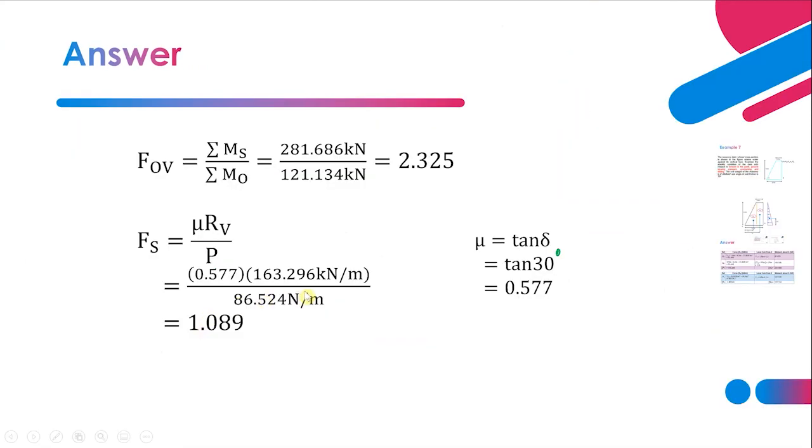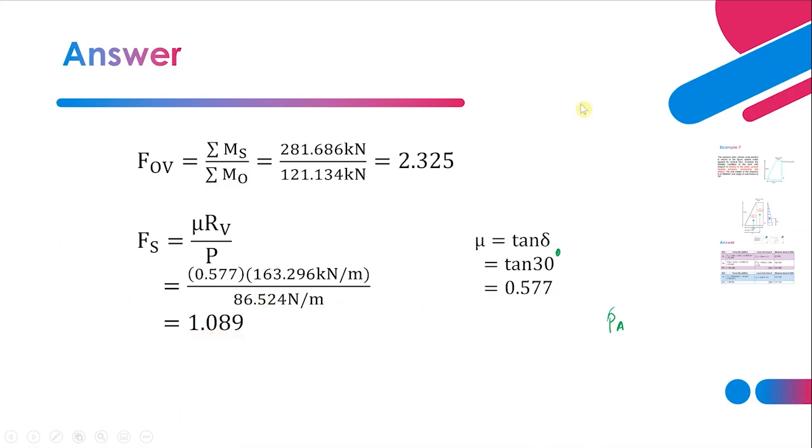163.296 divided by P, which is usually calculated as PA, the lateral force, active earth pressure or lateral force. So just divide by the total horizontal force. So P is 86.524, and you will get 1.089.